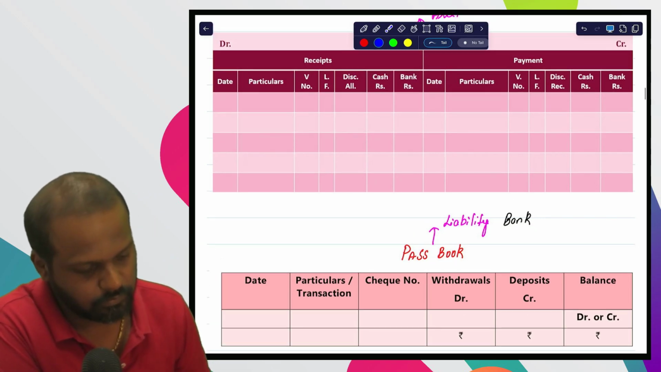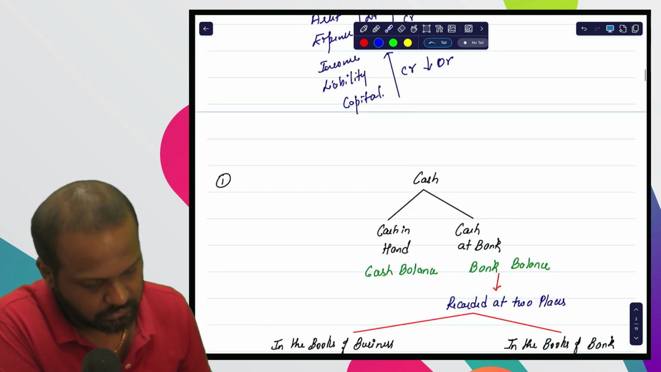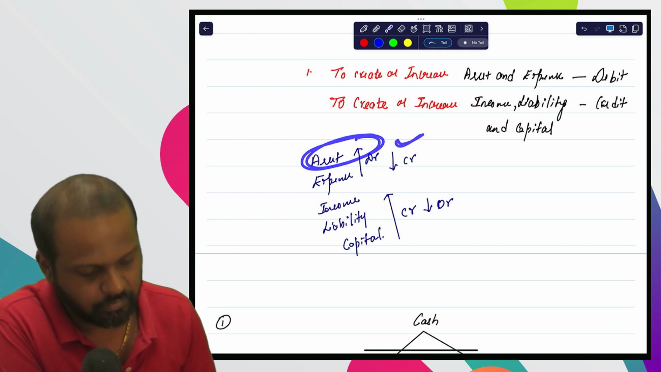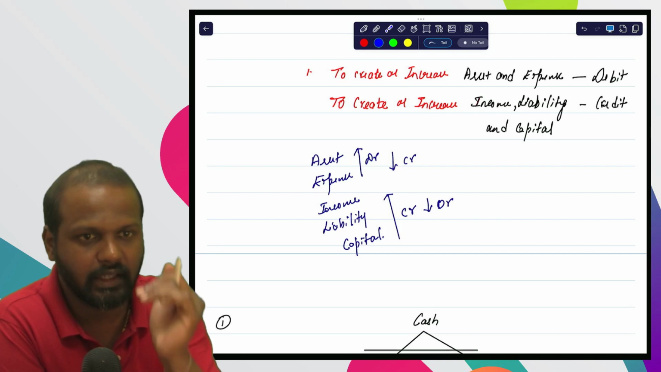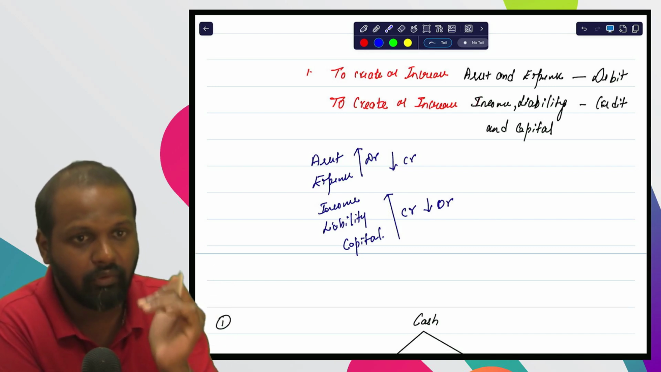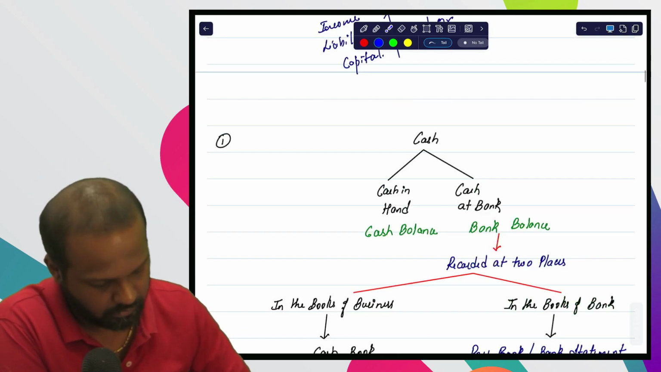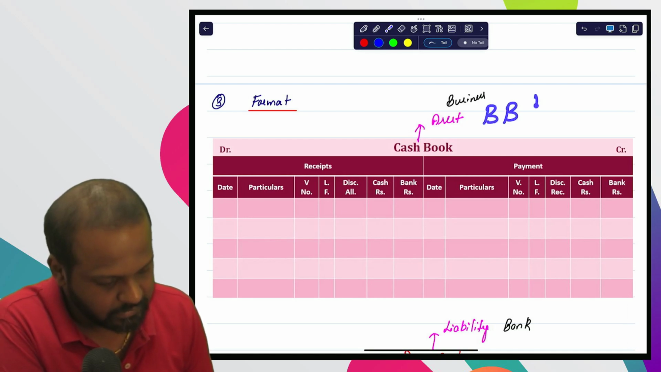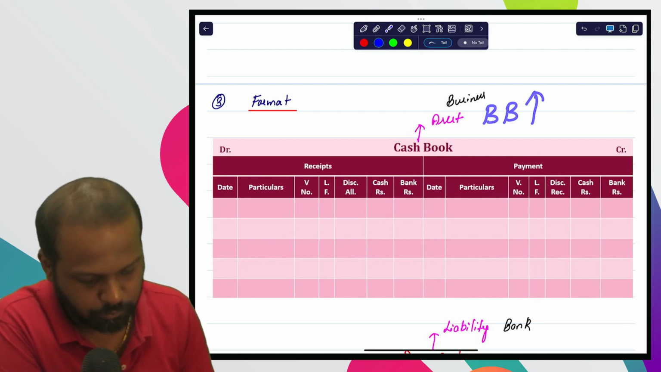Now listen. As we discussed, whenever an asset increases, we do debit. Bank balance is an asset for business. So whenever bank balance increases, we do debit. So whenever our bank balance is increasing, in the cash book we do debit.